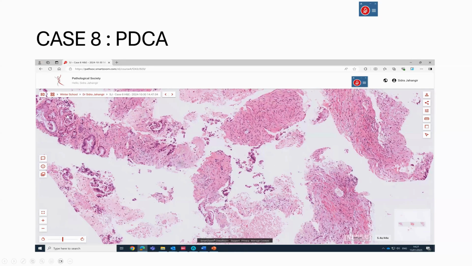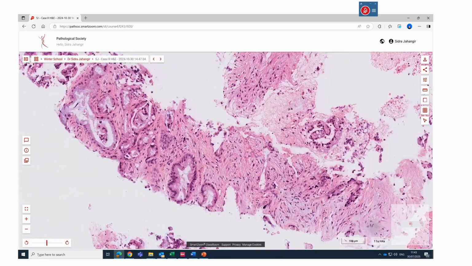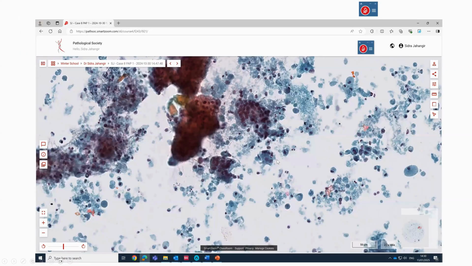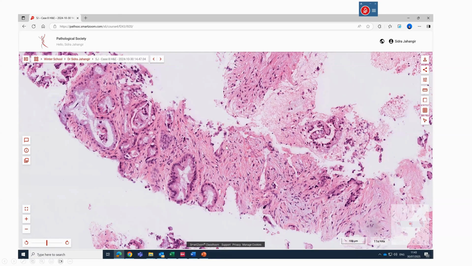You can identify very minimal atypia, but all the other features are helpful to make an accurate and correct diagnosis. You can appreciate how well differentiated this tumor is. But the desmoplastic change, loss of lobular architecture, clinical information, and radiological information are helpful. We have a PAP slide also in this case.